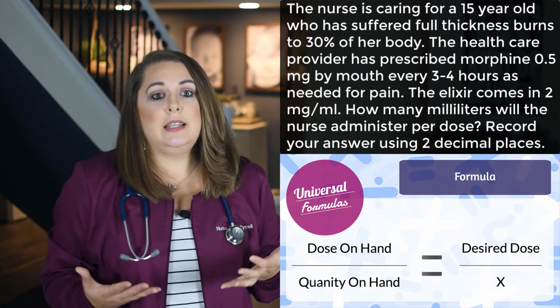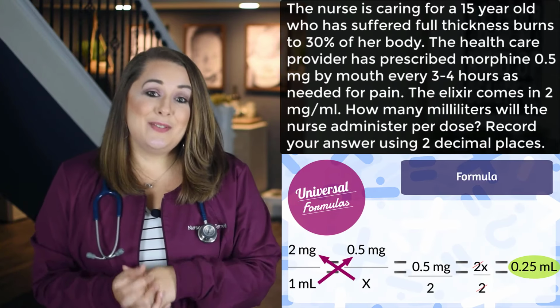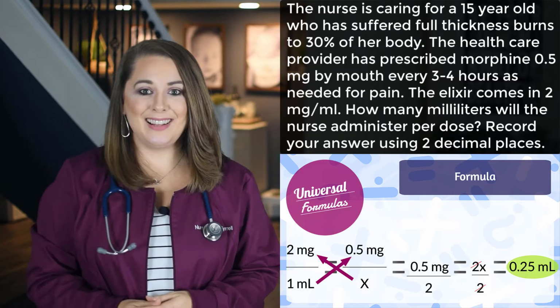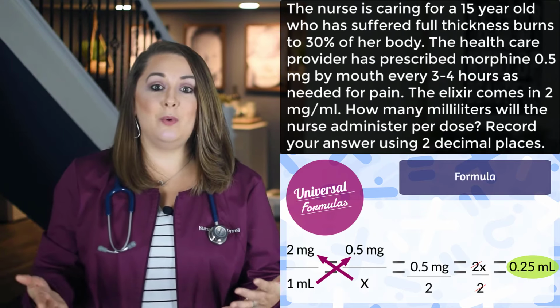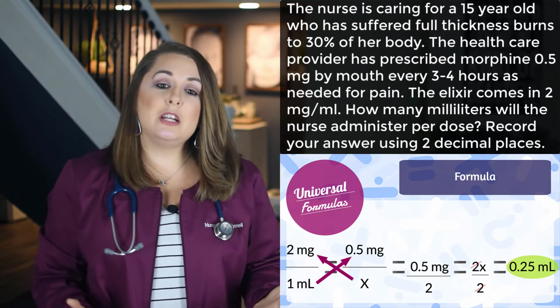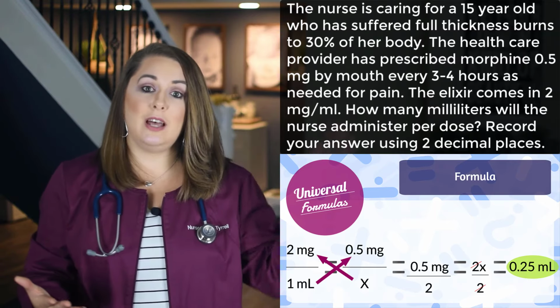Okay, so now it's time to set up our problem, which is going to look something like this. 2 milligrams over 1 ml equals 0.5 milligrams over X. Now we have to get to work cross multiplying. For cross multiplication, you want to remember bottoms up and left before right. So we're going to start at the bottom and multiply to the opposite side and work left to right.